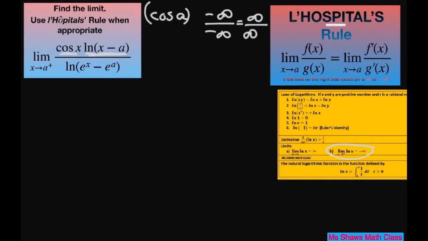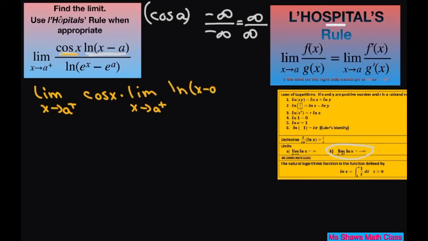Now let's go ahead and look at this. I'm going to split it up as the limit as x approaches a from the right of cosine of x times the limit as x approaches a from the right of ln of x minus a divided by ln of e to the power of x minus e to the power of a.